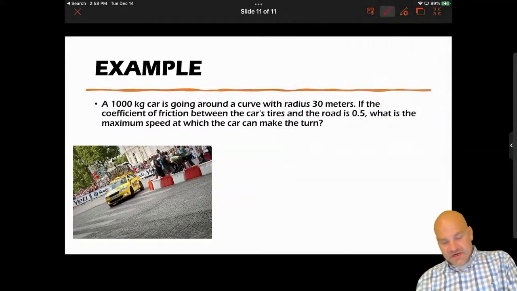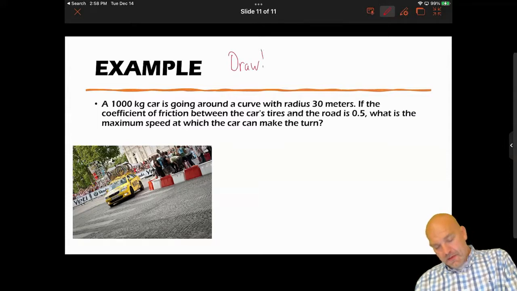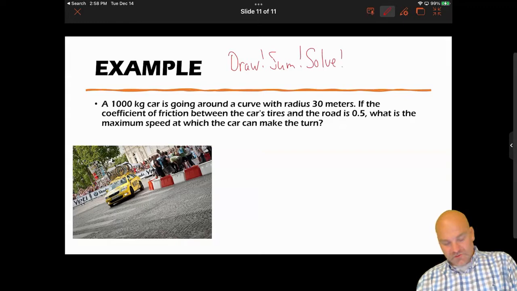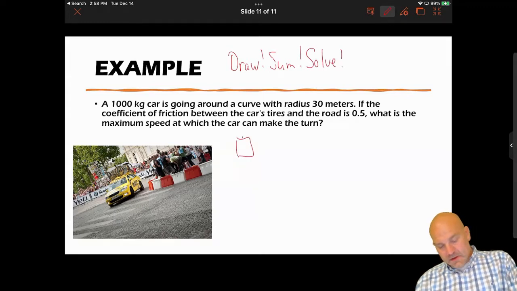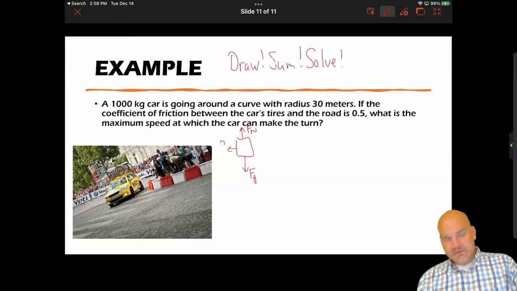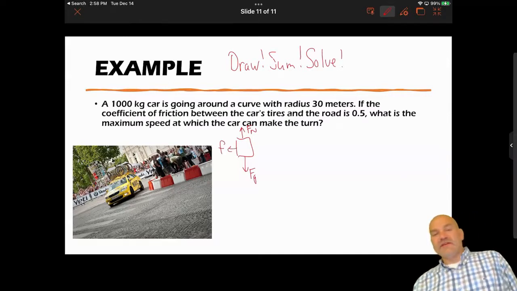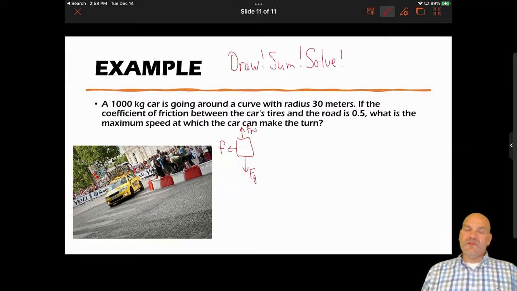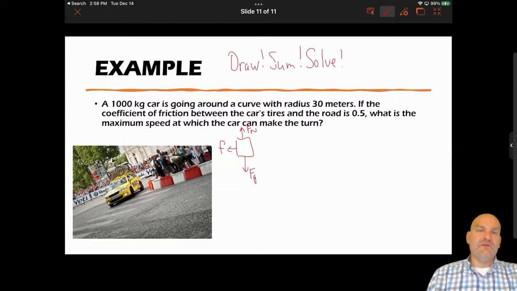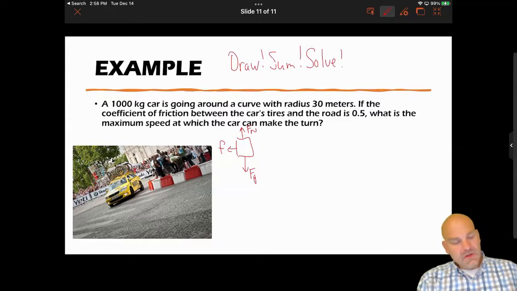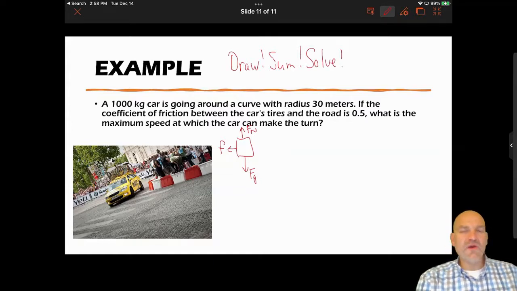Okay. So start with our process, right? Draw, sum, solve. So draw a free body diagram. Fn, Fg, friction, right? No other forces acting. Those three forces. Normal force up because we have a surface, weight down, which is always there with objects, and then friction, okay? The friction force, it doesn't matter where you put it.